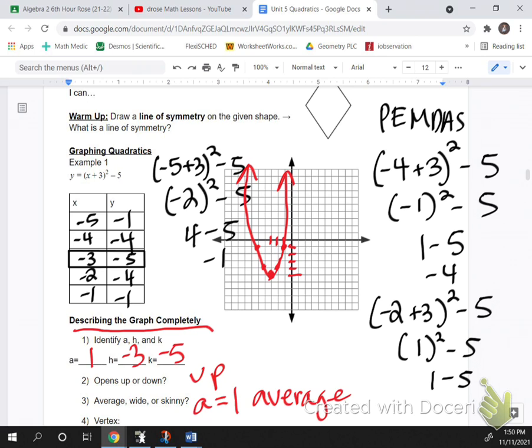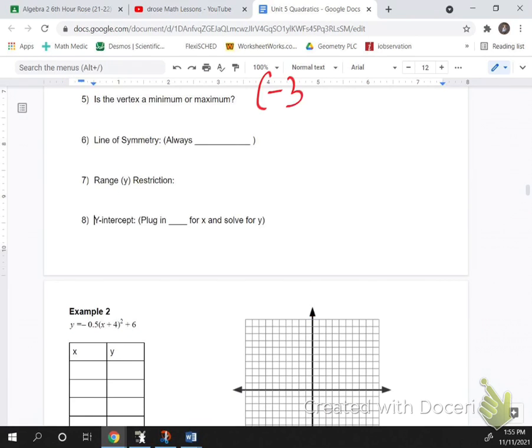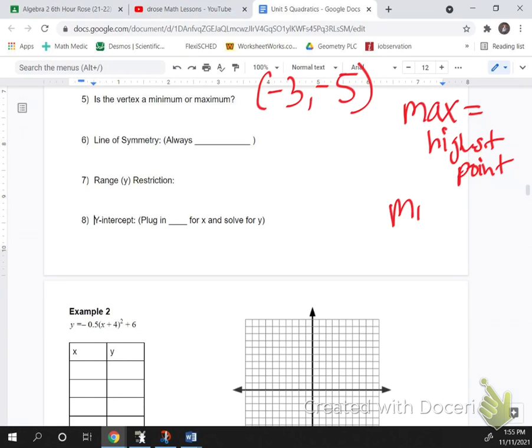Is anyone still writing before I erase? The vertex was -3, -5. Was it a minimum point or a maximum point on our graph? Minimum. Again, max is your highest point. Min is your lowest point on the graph. I might write that down in my notes in case I don't know what a min or a max of an equation is.